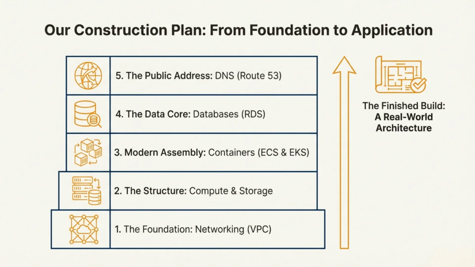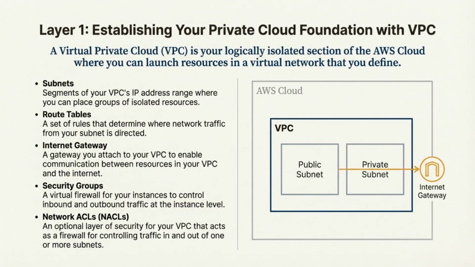To understand how these advanced services work, we need to view our architecture as a construction plan. We will build this up in layers. First, we will briefly touch on the network foundation. We will look at the structure of compute. Then we will dive deep into modern assembly using container orchestration. We will examine the data core using RDS, and finally we will manage our domain using the public address system, Route 53.